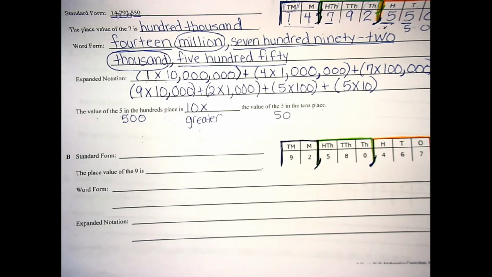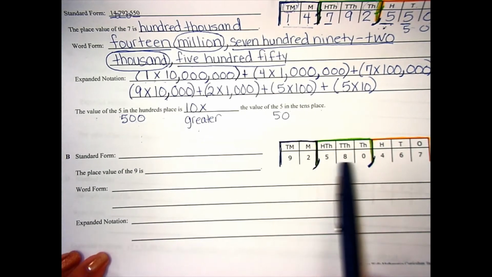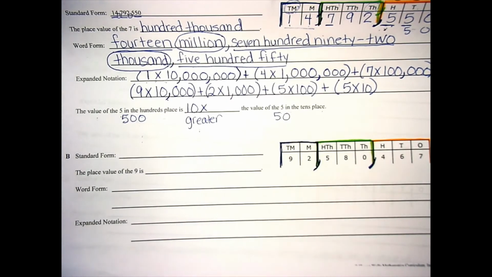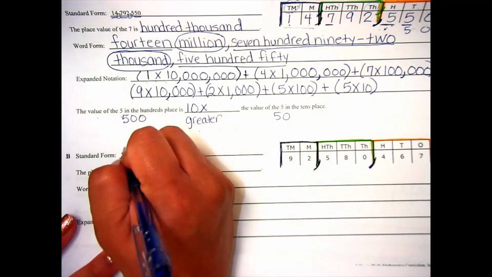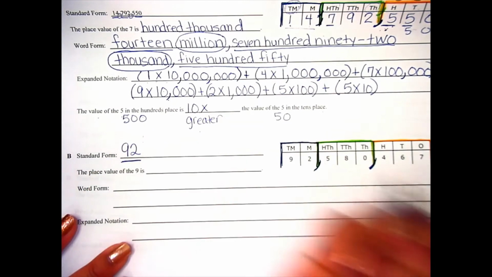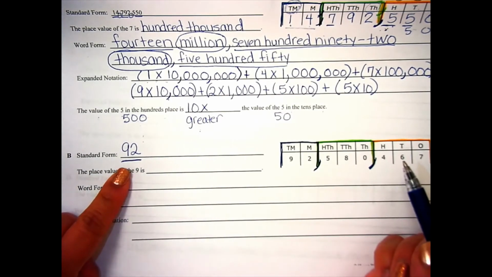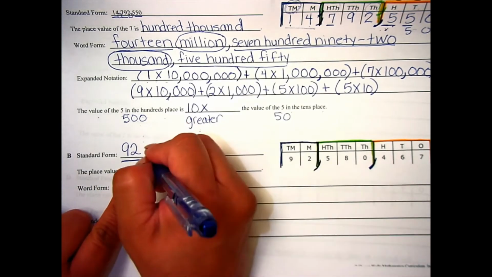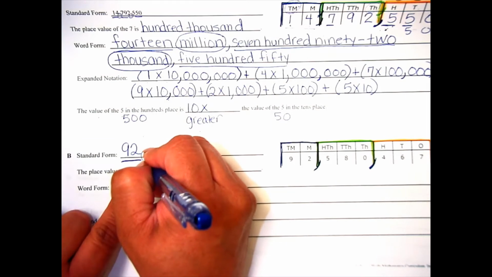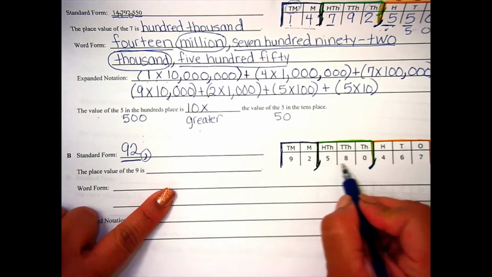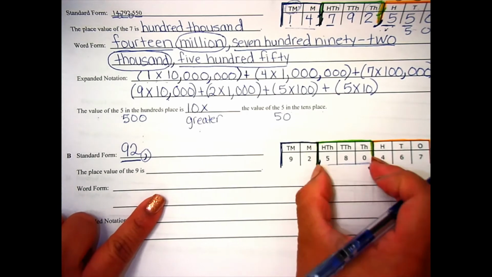Okay, so now we're going to do our standard form for this number. So all we're going to do is we're going to move our number over here and we're going to write it out. So 92, and you're going to underline it because that's your millions period. So it's 92 what? Millions. So I'm going to put a comma right there and I'm going to circle my comma. So 92 million. Then I'm going to write this right here, my thousands period.